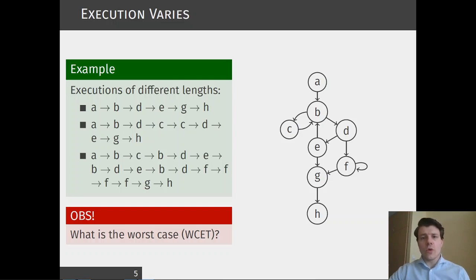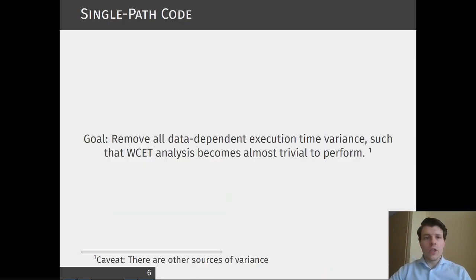And to find this worst case execution time, we have to analyze the program ahead of time. And this can be very computationally expensive, but also imprecise because of all the different paths through this program. So we have single path code that tries to remove, or it does remove, all data-dependent execution time variance, such that worst case execution time analysis becomes almost trivial to perform.